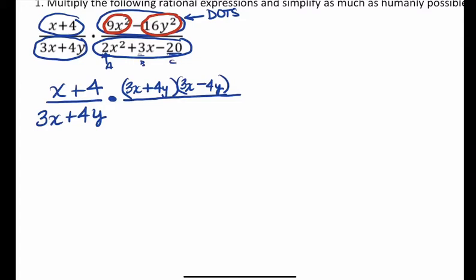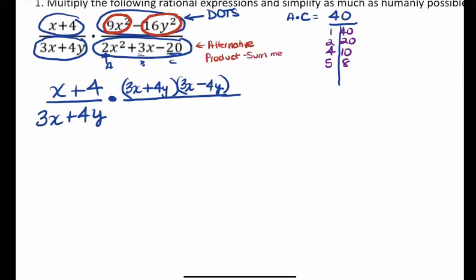To refresh your memory here, you take the A and you multiply it by the C, which is 2 and 20. Ignore the x squared and all that, so you get 40. And then what you do is you look at all the factor pairs of 40. So you have 1 and 40, 2 and 20, 3 does not work, but 4 does, 4 and 10, 5 and 8 work, 6 does not, 8 does, but we already have that written down. So it's more of an alternative product sum method right here.